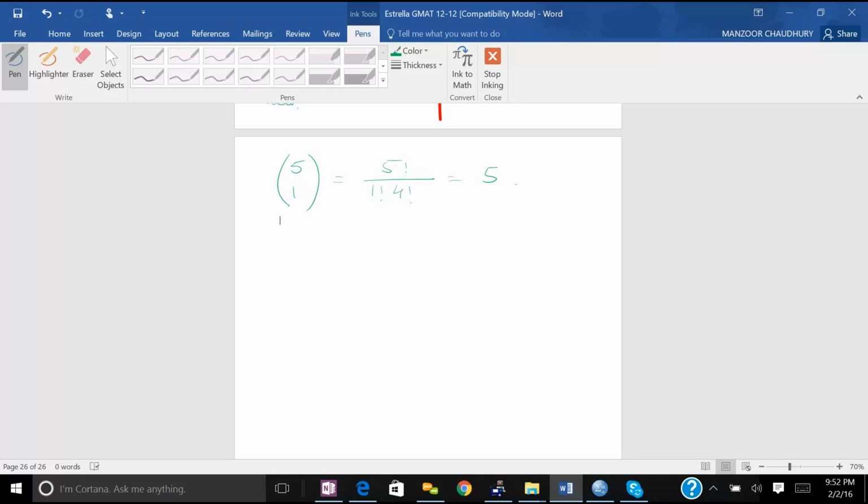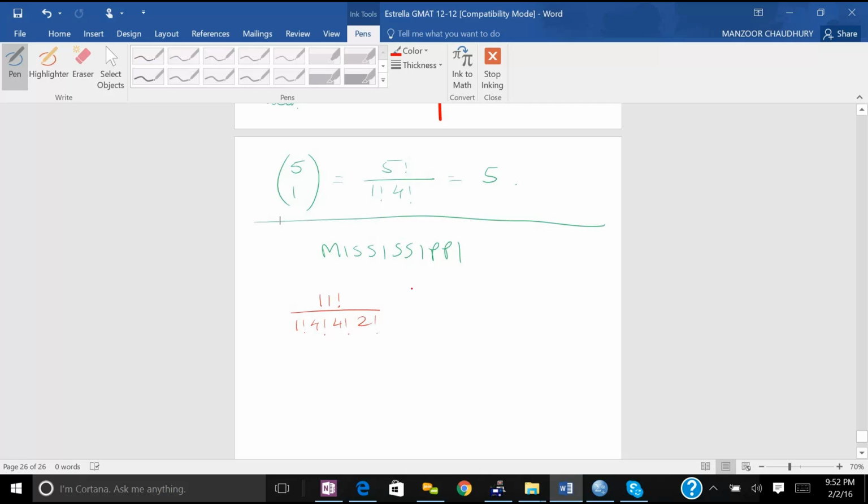Okay. Another thing is, let's say I'm going to give you a question. Mississippi. There are 11 alphabets, right? How many different words can you make out of this? So 11 factorial divided by M is 1 factorial, I is 4 factorial, S is 4 factorial, P is 2 factorial.